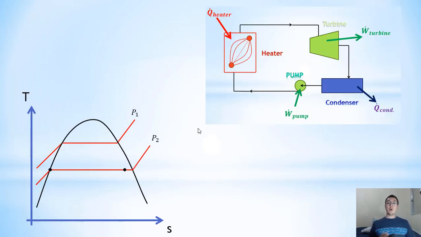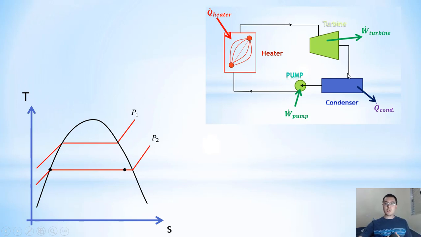Okay, so now what will I do? I will show all this process I told you about the components on the TS diagram, as I showed you in the first slide. The first point is that at the outlet of the heater and the entrance of the turbine, we consider that we have the same fluid state. If I have superheated vapor at the outlet of the heater, at the entrance of the turbine we will also have superheated vapor.